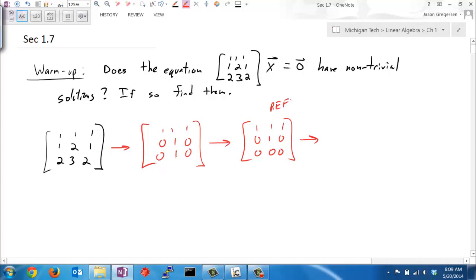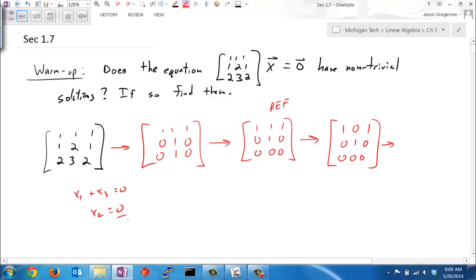I want to put it in reduced row echelon form. So I'm going to take the first row and subtract the second row. So I'll have this. From here, I'll generate my linear system. It's going to be x1 plus x3 equals 0, x2 equals 0.